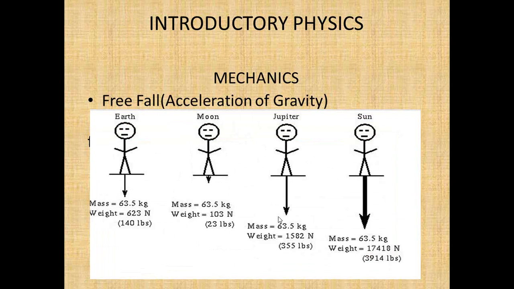On Jupiter, you're going to be a little bit bigger, even though your mass is still the same. You're going to have a weight of 1582 newtons, or 355 pounds. As opposed to if you go to the sun, you're going to weigh pretty close to 4,000 pounds. So your weight is going to vary depending on where you are. Fortunately for you, you spend most of your time on Earth, so your weight is going to be relatively fixed. But if you're traveling all over the universe, your weight is going to vary.